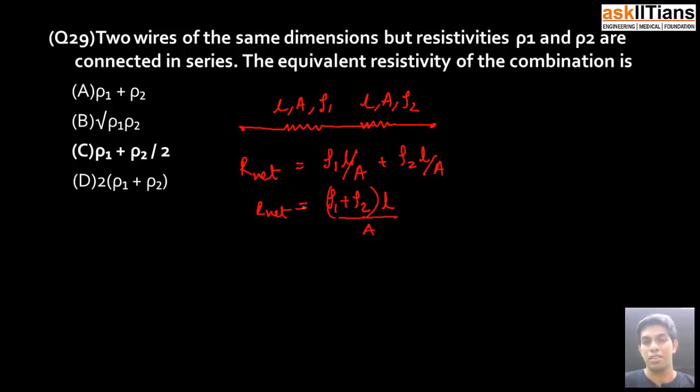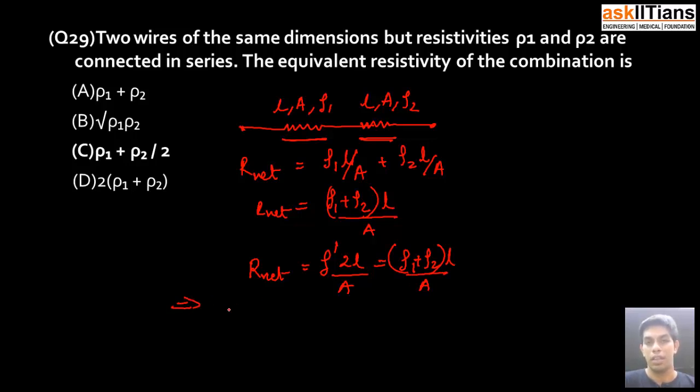To find out the net resistivity, I need to do this. R net is equal to ρ dash times the length over area. Now the length of the wire is 2L, because this is of length L and this also is of length L. The area of cross section remains the same. So ρ dash 2L by A is equal to ρ1 plus ρ2 times L by A. This gives me ρ dash equal to ρ1 plus ρ2 divided by 2. Hence, C is the correct answer.